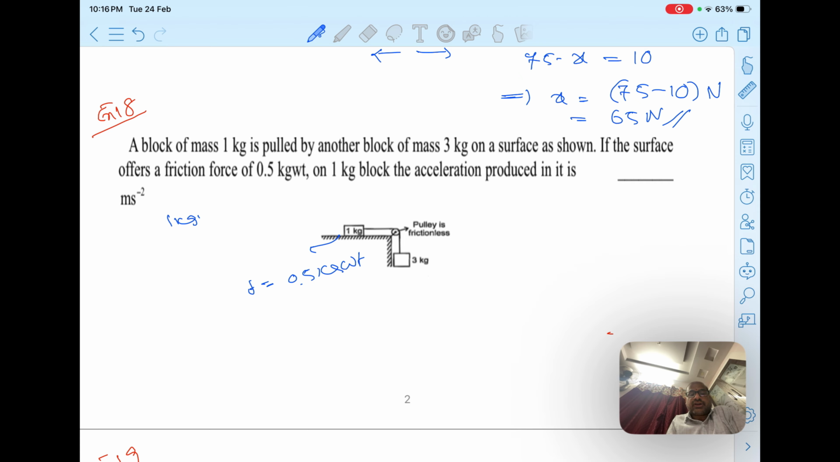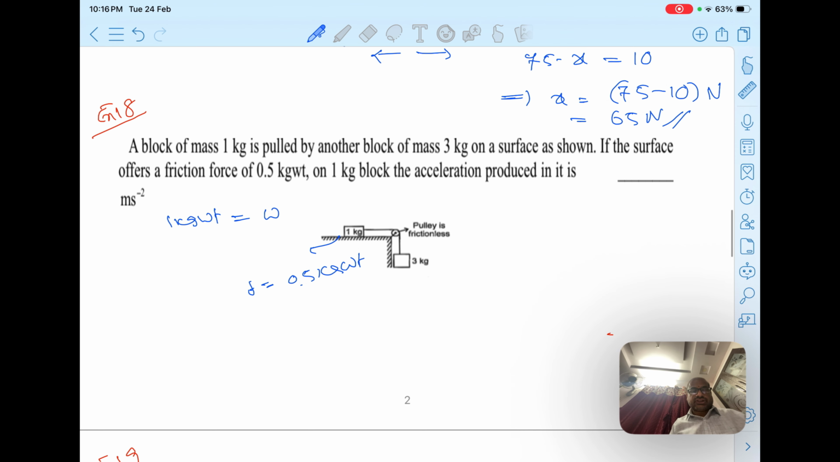So 1 kilogram weight, what is its value? This is the weight of a body of mass 1 kg. Yes or no? The weight of a body of mass 1 kg is m into g. So mass is 1 kg into g, which is how much? 9.8. So you can take that here.